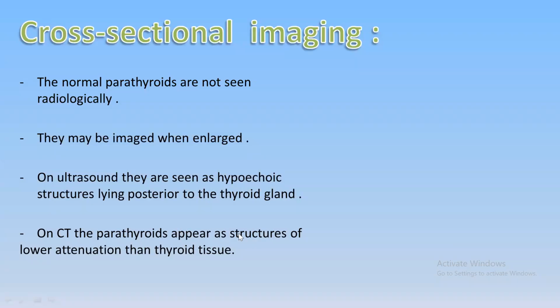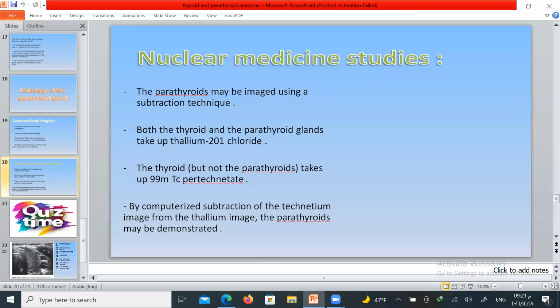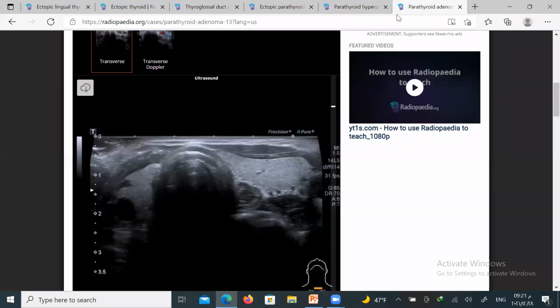On CT, the parathyroids appear as structures of lower attenuation than thyroid tissue. On nuclear medicine studies, the parathyroids may be imaged using a subtraction technique. Both the thyroid and the parathyroid glands take up thallium, and the thyroid, but not the parathyroids, takes up the technetium pertechnetate. So by computerized subtraction of the technetium image from the thallium image, the parathyroids may be demonstrated. Let's see a case on the scintigraphic image of the parathyroid.